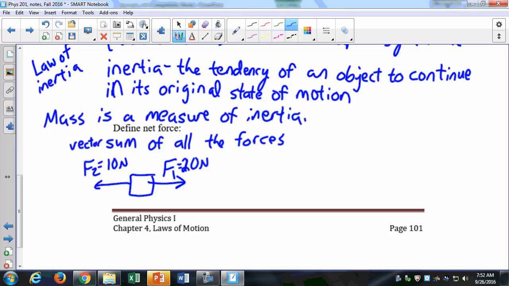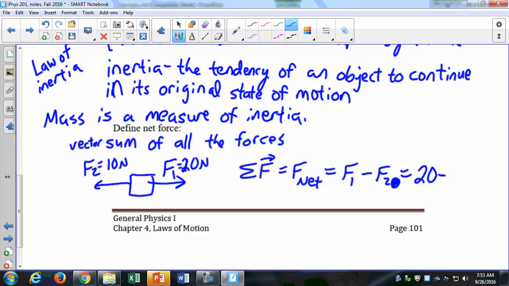But for now, the vector sum of this, I can write in a couple different ways. I can say the sum of all the forces, that's the vector sum, or I can say the net force. That's implied that it means the vector sum of all the forces. And in this case, it's going to be F1 minus F2, because we're doing a vector sum. One vector is in the positive direction, one vector is in the negative direction. And so the vector sum of these would be what? It would be 20 minus 10, which is equal to 10 newtons.